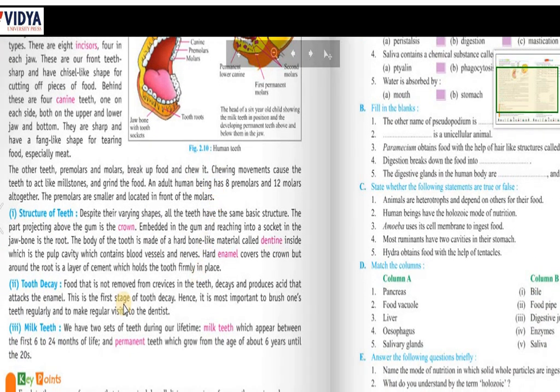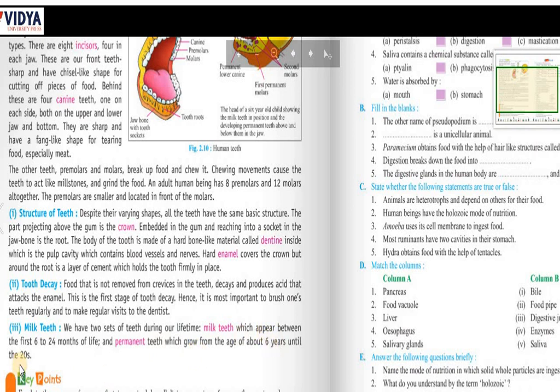Now next is tooth decay. If you don't brush your teeth regularly, the food which gets stuck around the teeth will decay and produce acid which will harm your enamel. Now milk teeth. Every human has two sets of teeth in their lifetime. First is milk teeth, which appear from 6 months to 24 months, and permanent teeth, which grow from 6 years until the 20s.